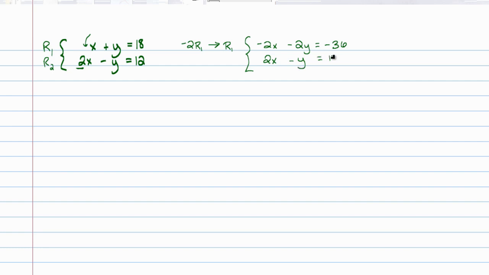is equal to 12. Now what I'm going to do, I see that the coefficients of the x's are opposites, so I'll go ahead and kill off x by taking row 1 and adding it to row 2. Here's row 1, and I'm going to add this to row 2.